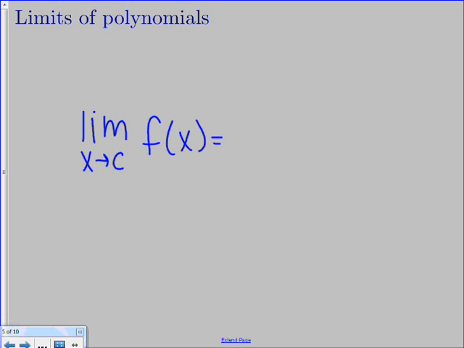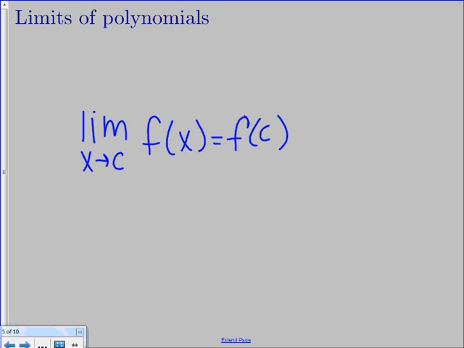So a polynomial is any string of x to a power added or subtracted to each other, and they can have different coefficients. Our limit is just going to be equal to the y value of the function. So if f of x is a polynomial, the limit as x approaches c for f of x is just going to be equal to f of c. So all you have to do is plug in your x value and you'll have your limit. It's going to be the same as the y value at that x value.